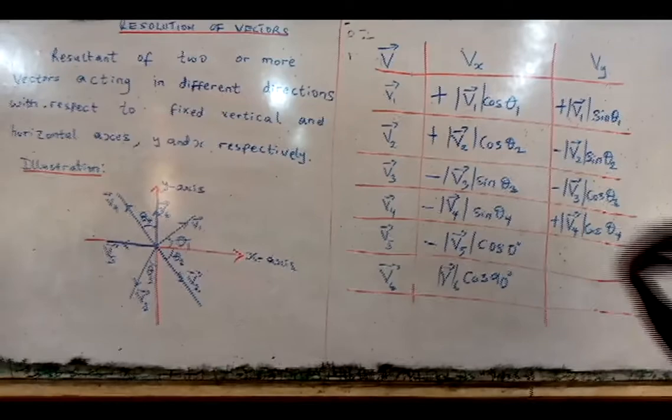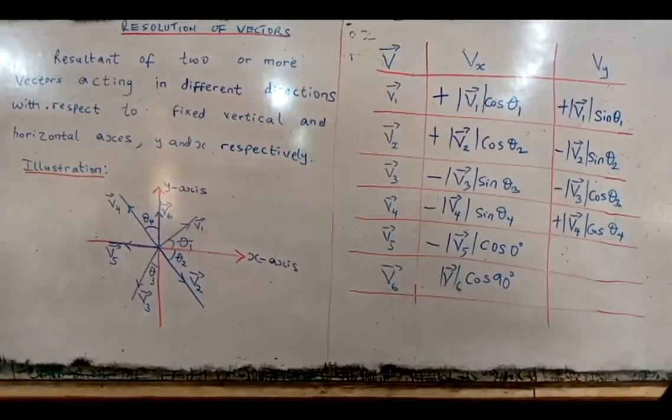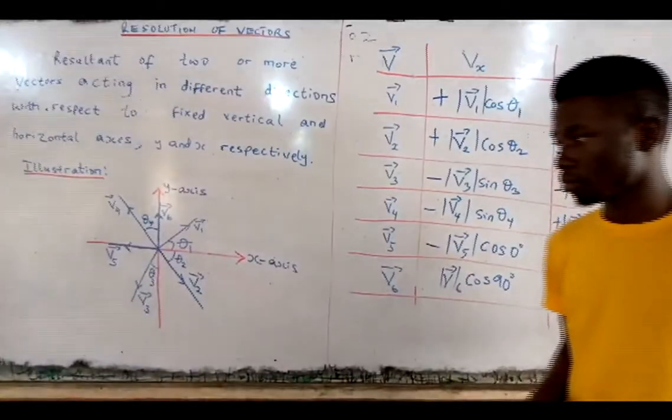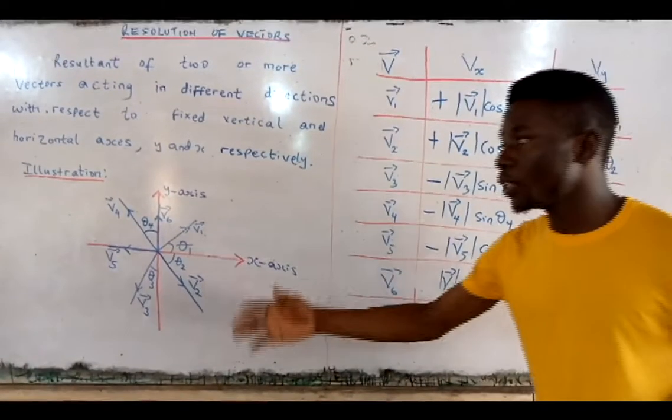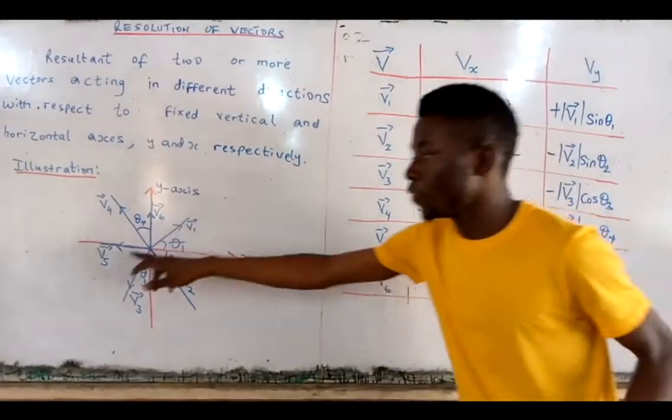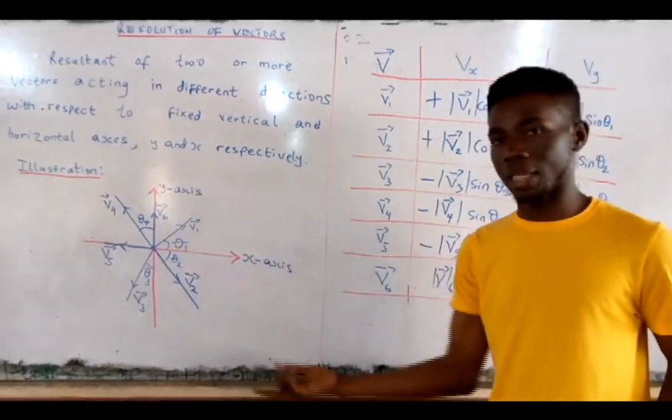Now, straight to v5. v5 is directly on the x-axis, and I'm resolving with respect to the y-axis. Now, v5 is perpendicular to the y-axis.